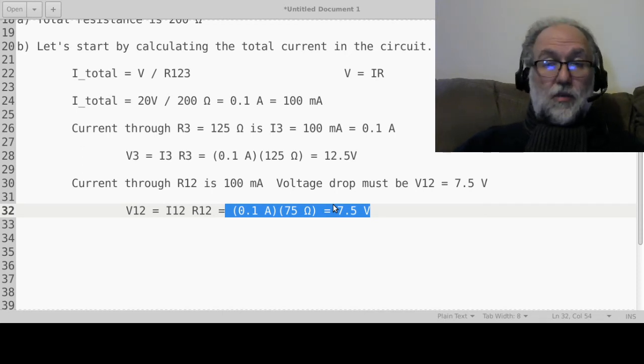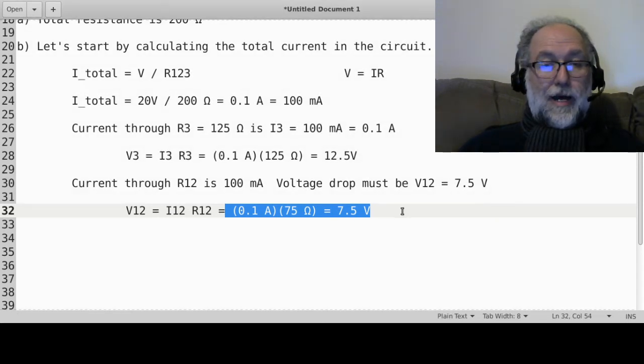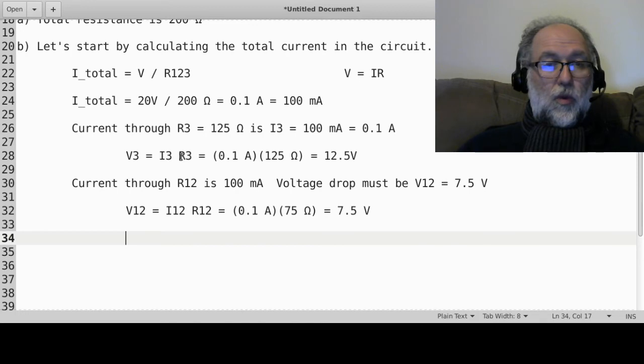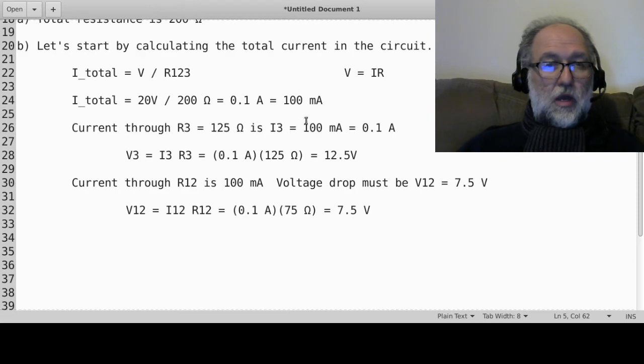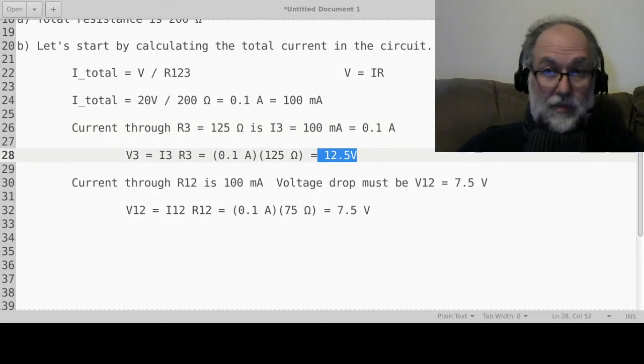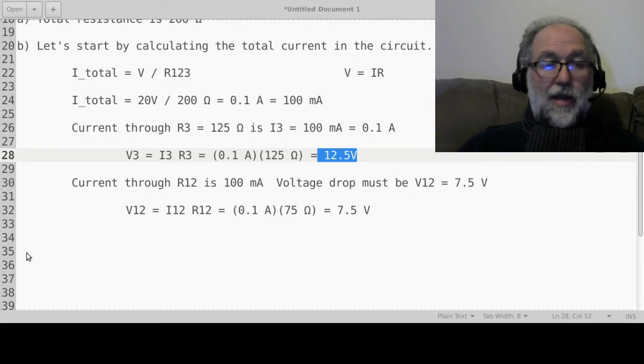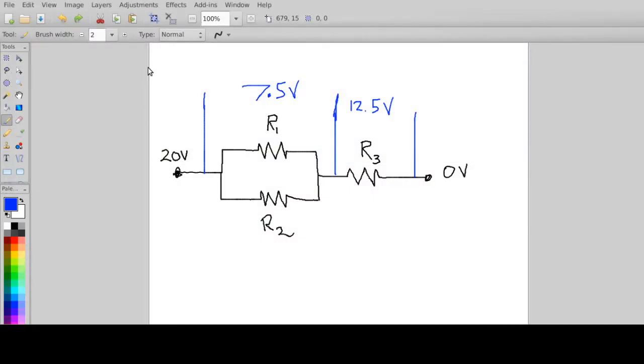I apologize, I forgot to switch screens there, but it wasn't too long. So now what? Well, remember, the question was to find the current and voltage across each resistor. We have the current through R3, it's 100 milliamps, and we have the voltage across R3, it's 12.5. It's the other two that we now have to solve. So let's go back to this, and I'm going to be careful not to make that same mistake again. I hate when I make that mistake because you guys are looking at the same screen, wondering what am I doing? Well, if you watch the whole stream, I fix it.